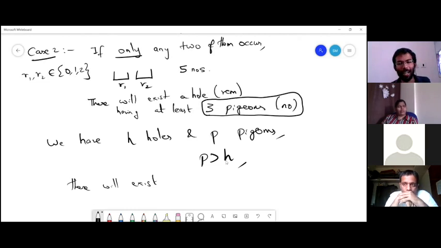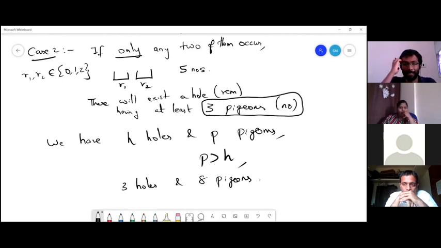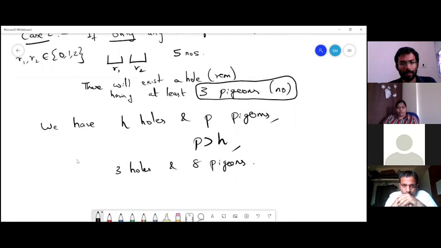Okay. So now let me put some values for H and P. We have 3 holes and 8 pigeons. So now can we make a statement about the existence of a hole having a certain number of pigeons? So it looks like there exist 2 holes having at least 3 pigeons. Yes. Oh, okay. Very interesting.